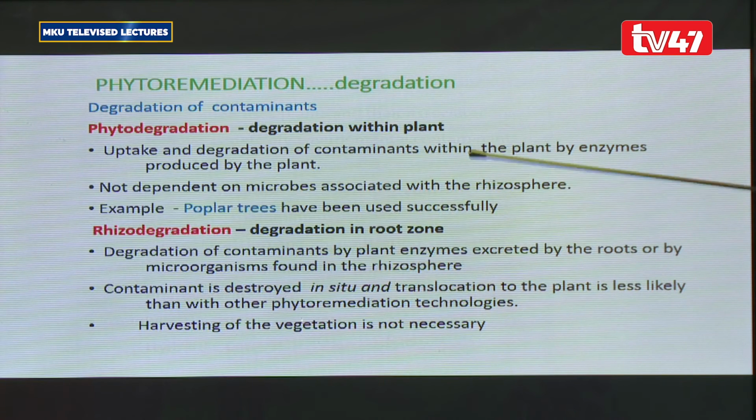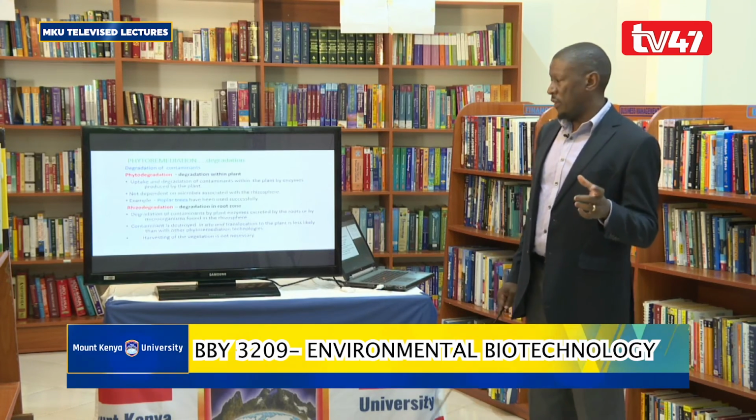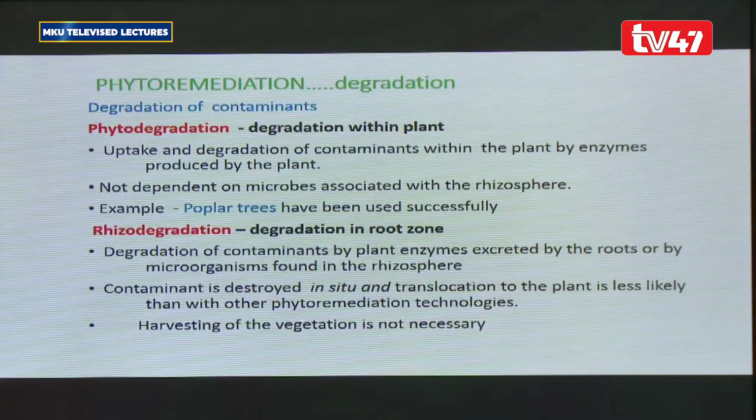So if we quickly go through, phytodegradation, like I said, is degradation, but the key difference is that here, the enzymes that are used to degrade the contaminant are produced by the plant, and they're not produced by the microorganisms. Most plants usually have certain microorganisms which associate with them through what we call symbiotic relationships. They help each other out in their survival. So in phytodegradation, these microorganisms that grow next to the plant do not assist in the degradation. An example is the poplar trees, which have been used successfully in degrading contaminants where they have been grown.